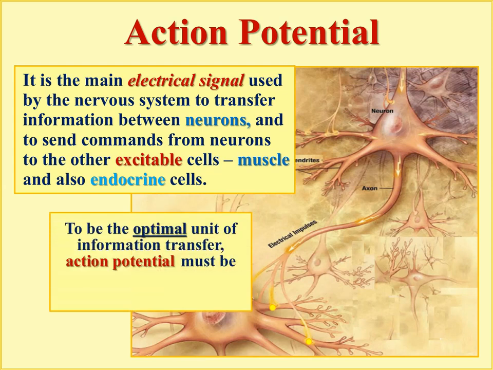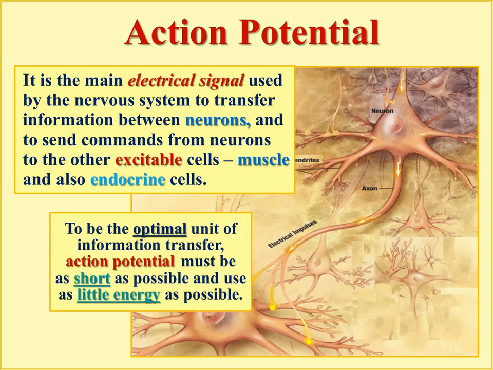To be the optimal unit of the information transfer, action potential should meet certain requirements. It must be as short as it is possible and use as little energy as possible. And actually, action potential meets all these requirements, as we will be able to see from the lecture.